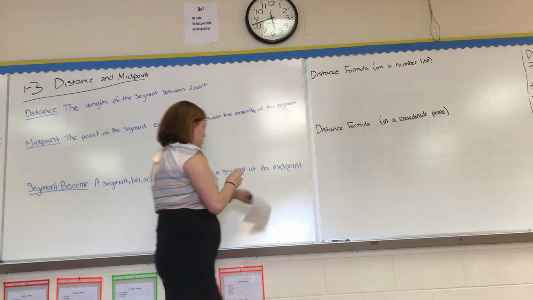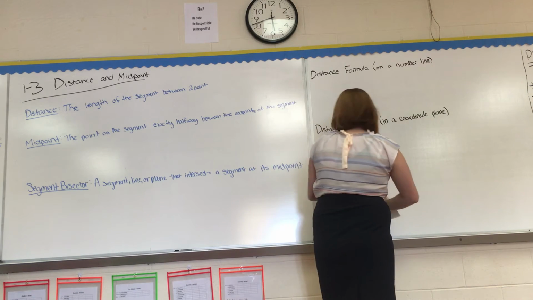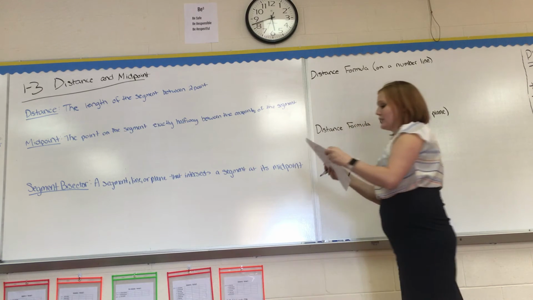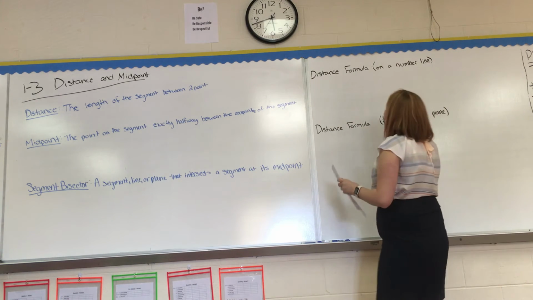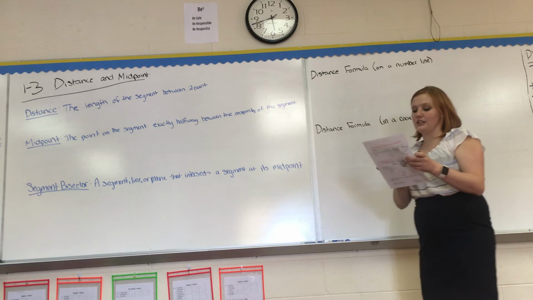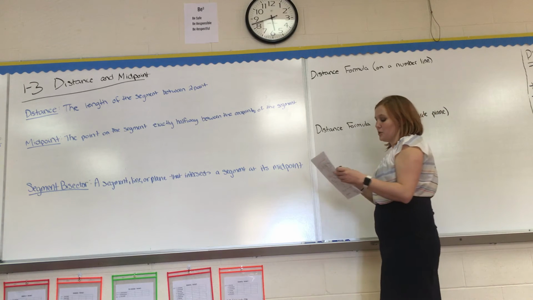So first off, now we need to go to some distance formulas. We have quite a few formulas. We have a distance formula. The distance formula on a number line is the distance between 2 points is the absolute value of the difference between the coordinates.